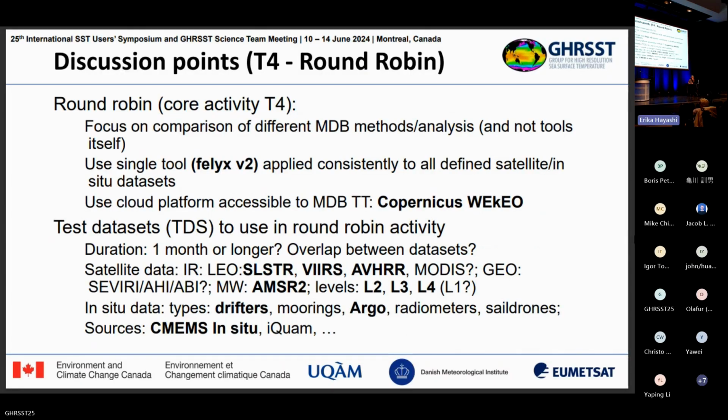Regarding the round robin activity, we'll focus on comparing the different MDBs that we have generated. So once again, we don't compare MDB production tools here. We used a single tool to generate all the matchups in a consistent manner, whatever the satellite source. And the computation is based on this Copernicus WEkEO platform. So as I mentioned before, we now need to better define the test data sets that we will use and how long we should produce matchups, and so on.